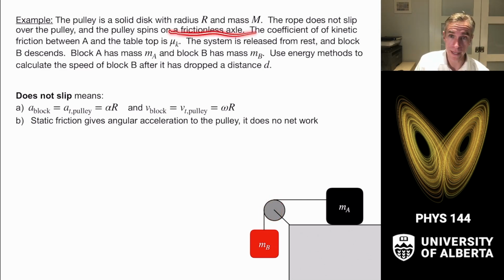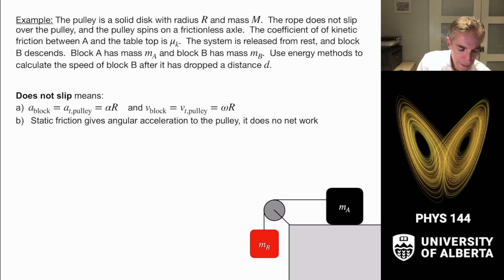The pulley is going to spin on a frictionless axle, and then there's going to be kinetic friction between A and the tabletop, mu k, so there's some friction down here. The system is released from rest, block B descends, we have these two masses, and we want to use energy methods to figure out the speed of block B after it has dropped down a distance d. So if this were an energy situation, we would just do gravitational energy as the kinetic energy of the whole system. And we're going to simply tabulate the energy in that case once again. The key words here are that the rope does not slip over the pulley.